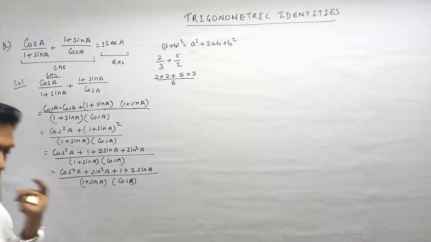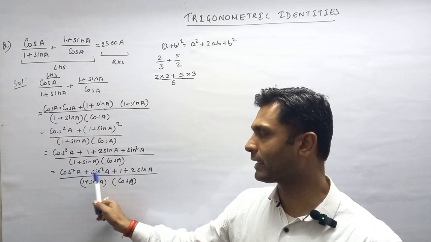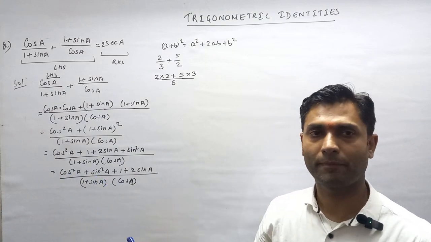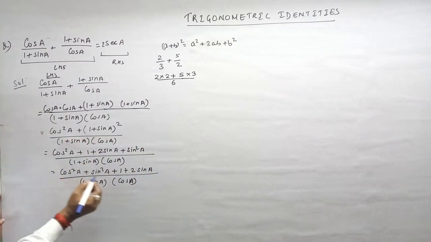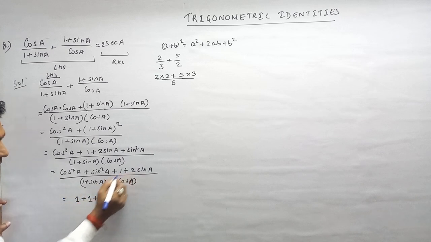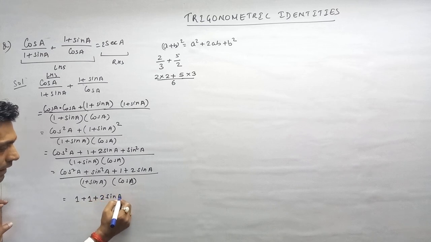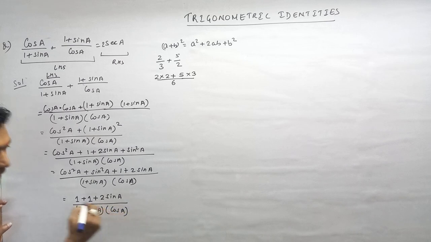So, if you recall the identity, we have already derived the value of cos square theta plus sine square theta. If you can recall, well and good. Otherwise, the value of cos square theta plus sine square theta is equal to 1. So this is 1 plus, this is 1 plus, this is 2 sine A divided by 1 plus sine A into cos A. Right? Now, 1 plus 1 is equal to what? 2.